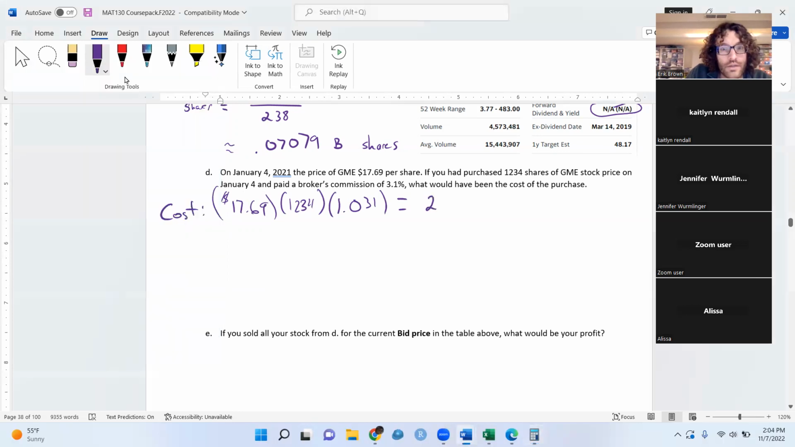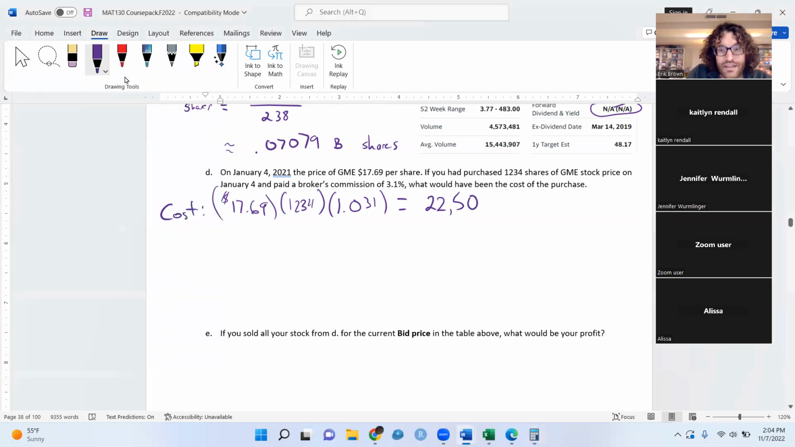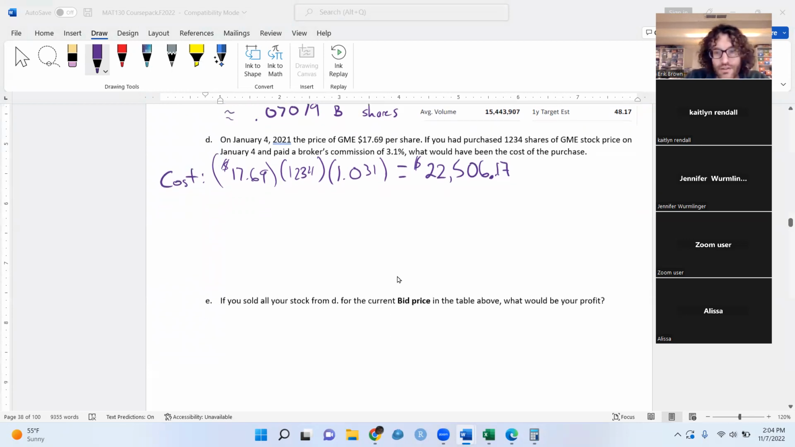So that's 22,506.17. Is that what you all had? The final amount? You may have done it differently. That's the total cost of the shares. Nice. Okay, awesome. So if you did 0.03 for one of them and then added it, that's fine too.